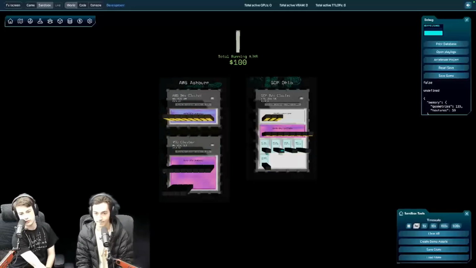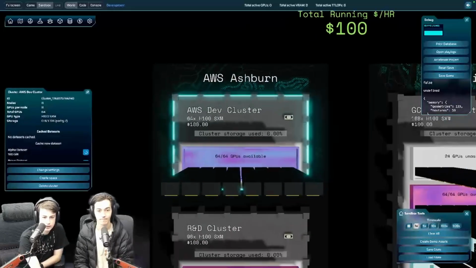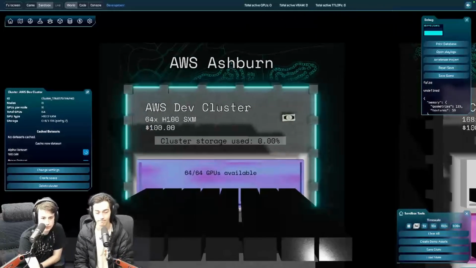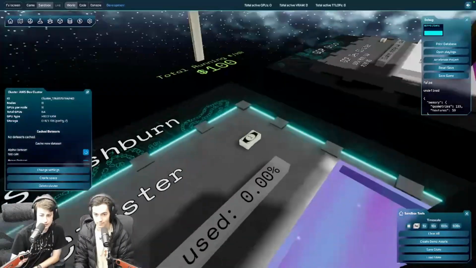If you have a look at these clusters here, if I zoom in there, you can see that we also have costings for each of these clusters, and then a visual representation of roughly how much money they make up compared to the total amount you're spending.